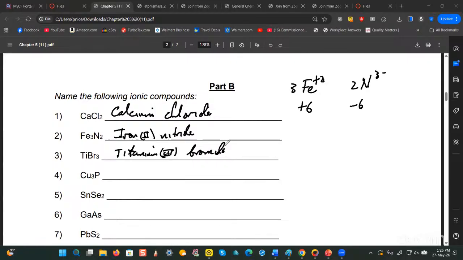All right. What about number 4? Copper 1 phosphide. Copper 1 phosphide is indeed correct. All right, so I'm going to leave you to now do the rest in part B. And again, if you have any questions, please let me know.